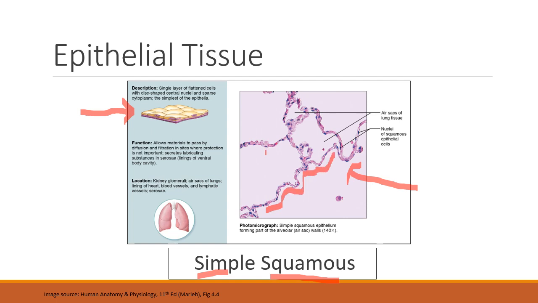You can see the little purple dots are the nuclei, the pink stuff is the cytoplasm. And so when you hear simple squamous epithelium, think lungs. Now there's other things here that it can contain, but for the sake of this lesson, just think of the lungs as an example of simple squamous epithelium.